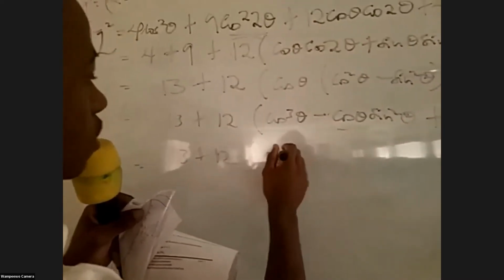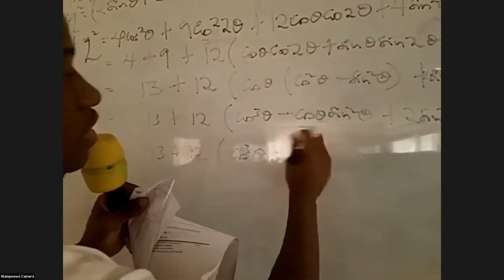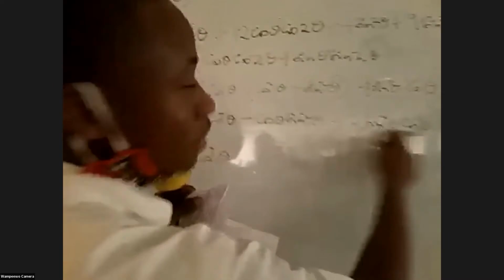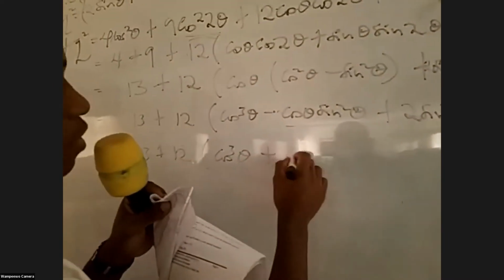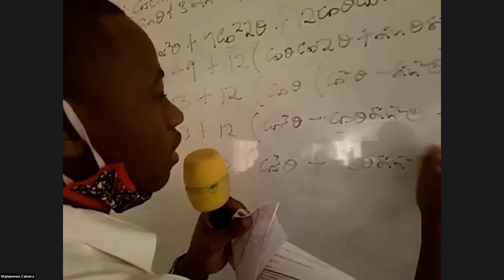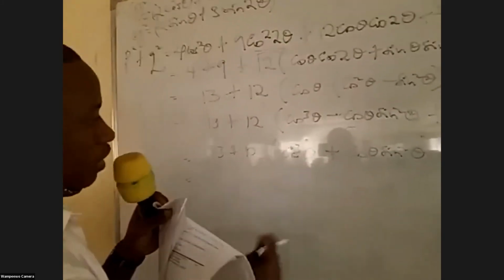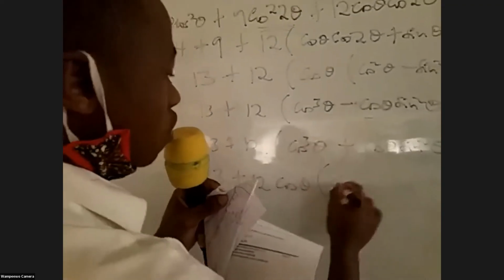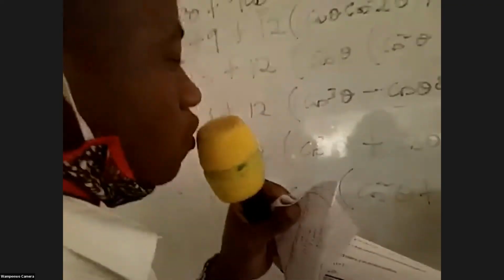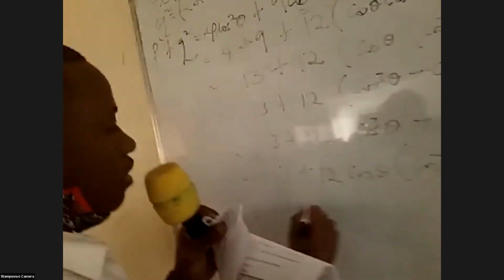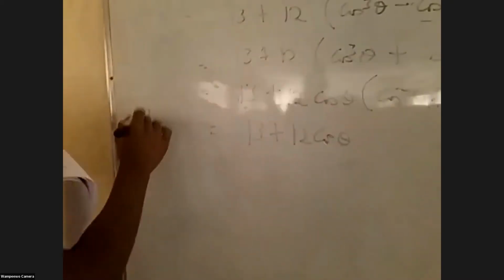I'll remain with 13 plus 12 cos cubed theta plus, because this is minus 1 and also plus 2, I can take it as plus cos theta sine squared theta. I can factorize out the cos theta from this. I'll have 13 plus 12 cos theta into cos squared theta plus sine squared theta. But that is 1, which is 13 plus 12 cos theta.